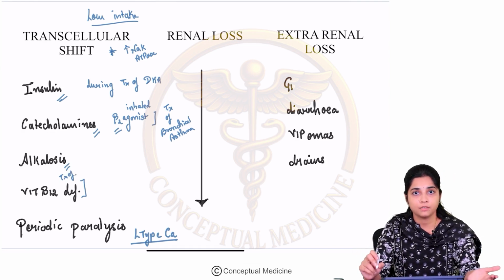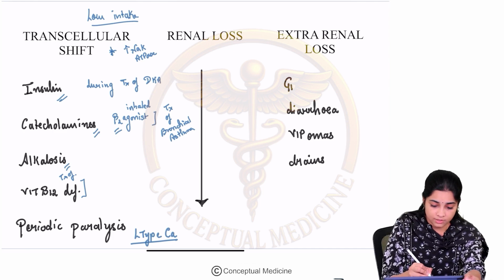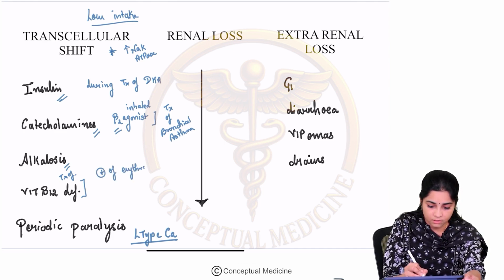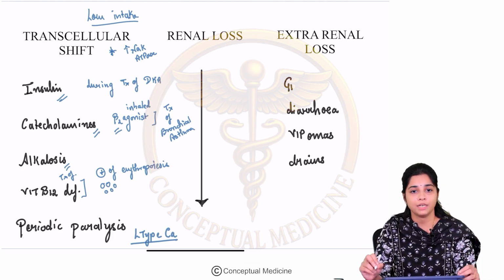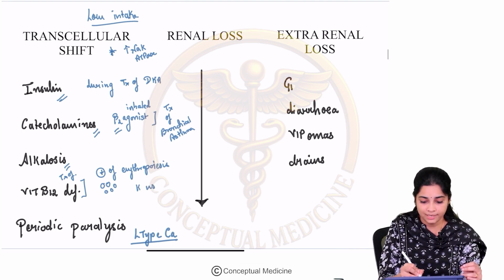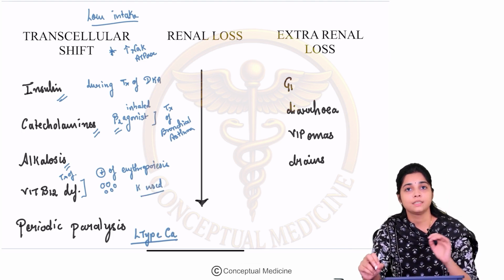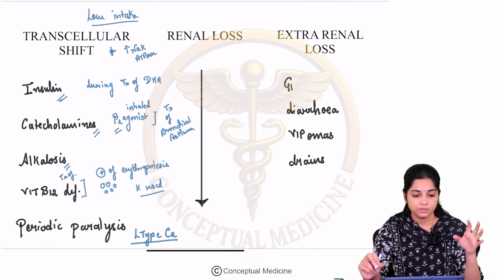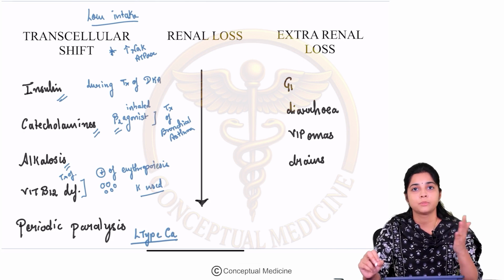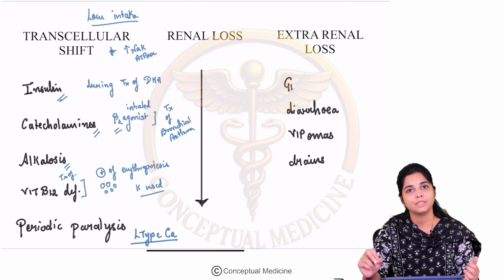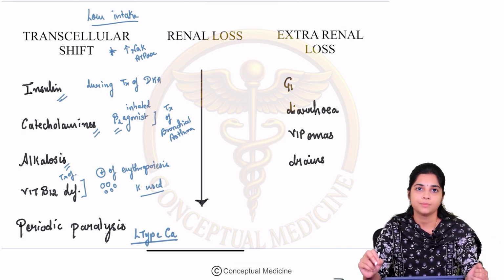See, when you are giving vitamin B12, what happens? It causes stimulation of the erythropoiesis. So when there is stimulation of erythropoiesis, more and more cells are being formed. If more and more cells are being formed, then formation of the cells requires ions and potassium is used up in that. So it can result in hypokalemia. So these are the conditions where you can have transcellular shift of the potassium ion to the intracellular compartment and in turn resulting in hypokalemia.